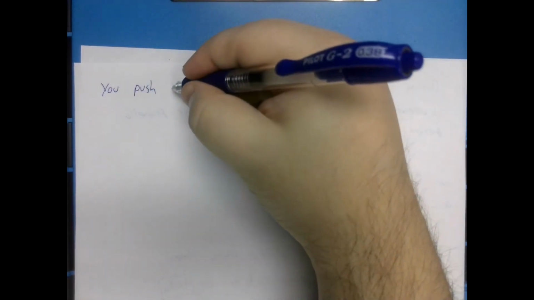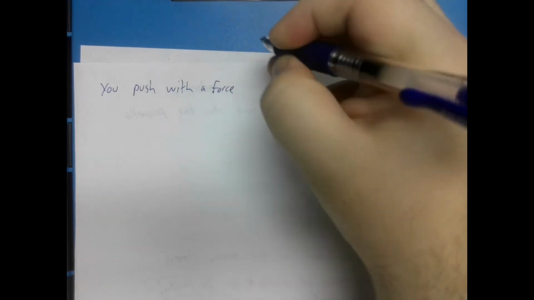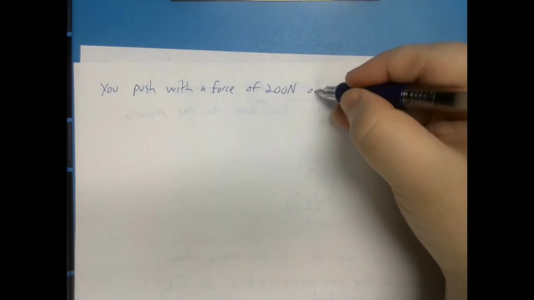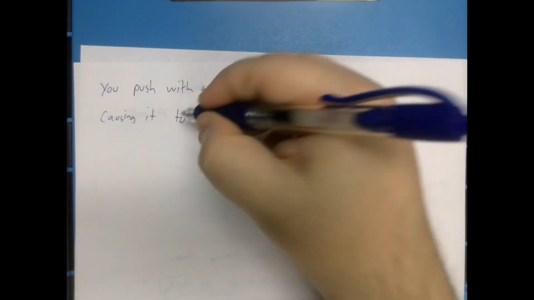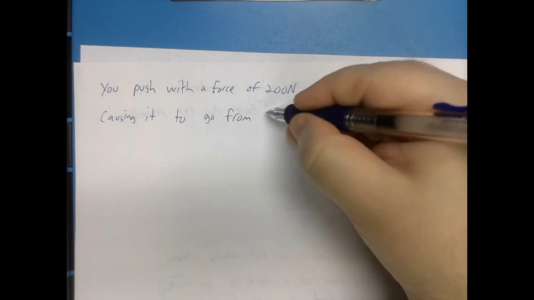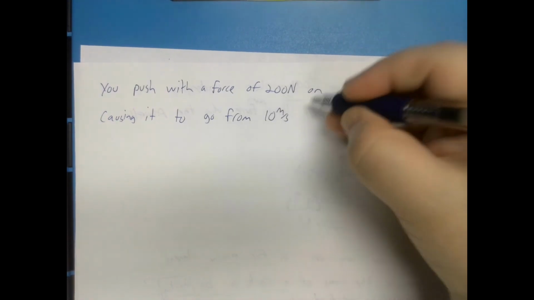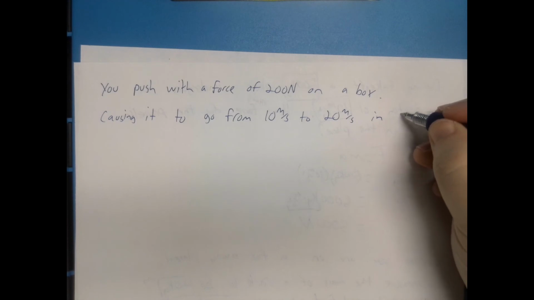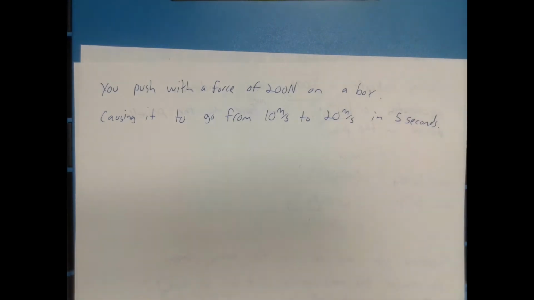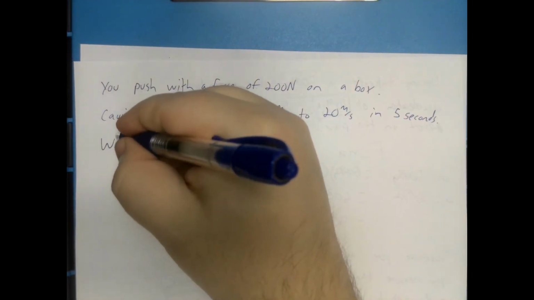Let's do a few more examples. So you push with a force of 200 newtons on a box, causing it to go from 10 meters per second to 20 meters per second in 5 seconds. What is the mass of the box?